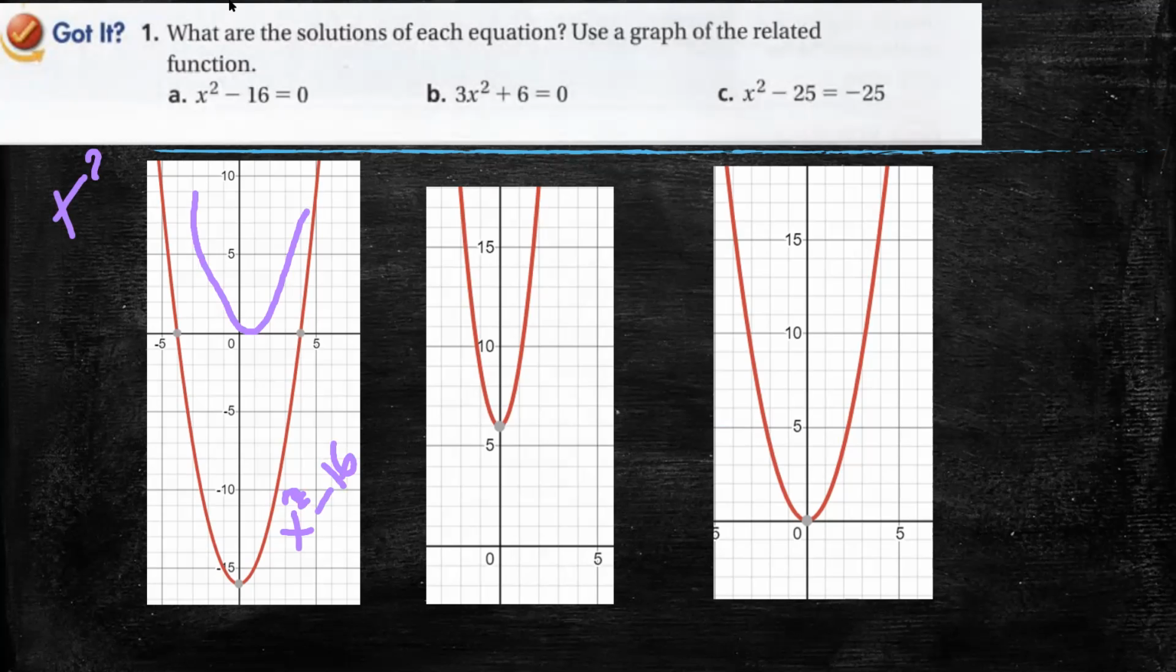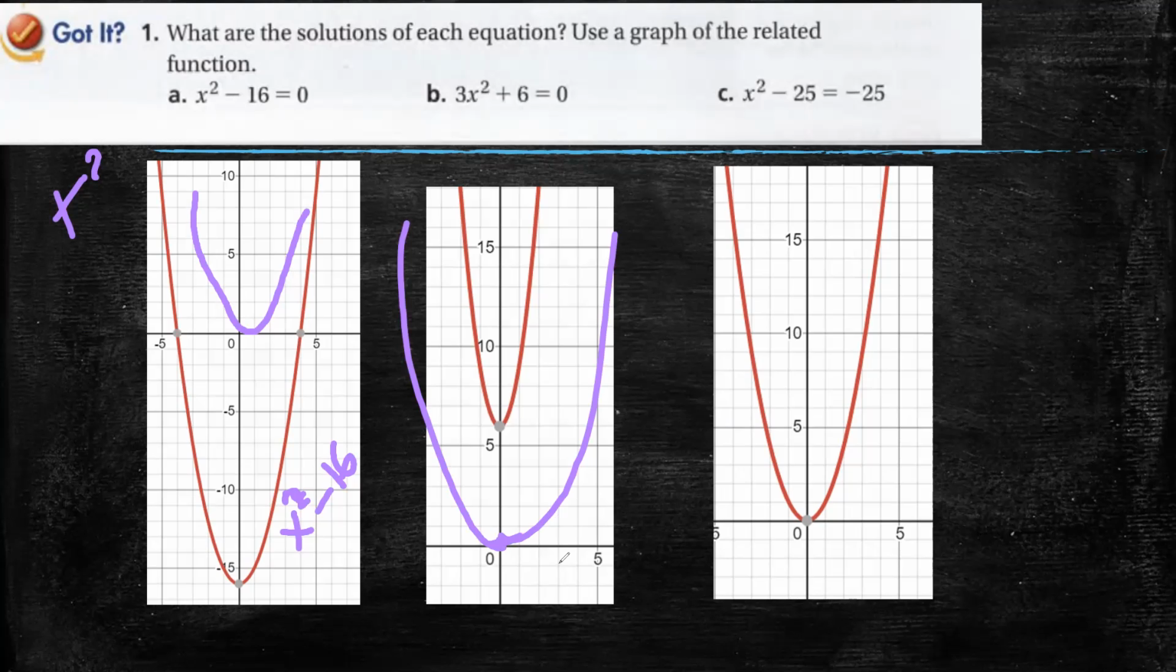The second one here, as you see, is not x squared, it's 3x squared. So it will be narrower than x squared. Then plus 6 means I shift this 3x squared upward 6 units.